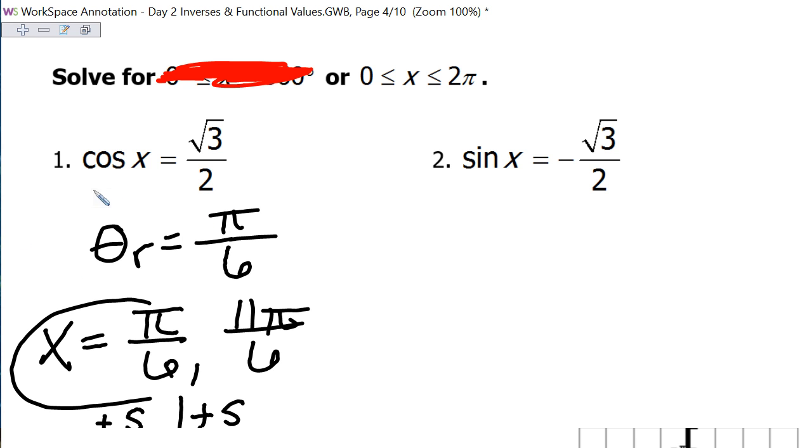Now this is how your answers will appear in the answer sheet tomorrow. We'll have all answers listed from least to greatest. So pi over 6 would be first, 11 pi over 6 would be second. Next one, number 2, the sine of angle x is equal to negative square root of 3 over 2. What would that reference angle be?